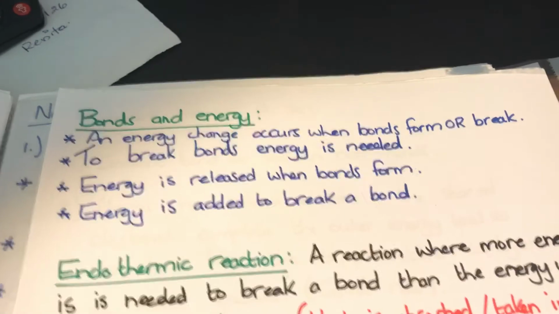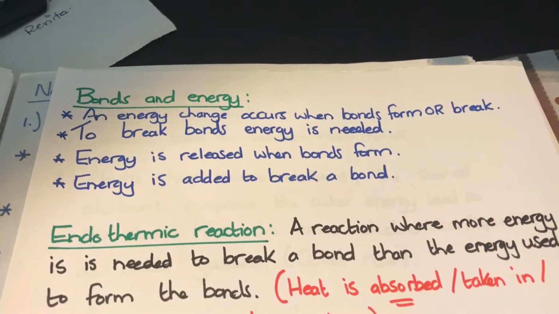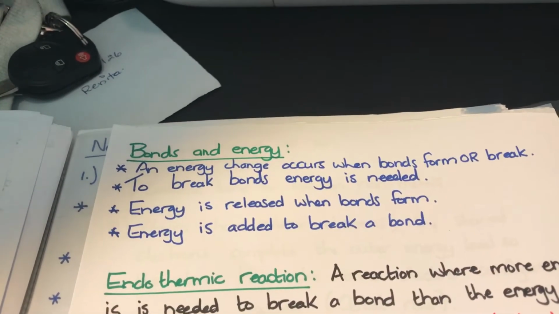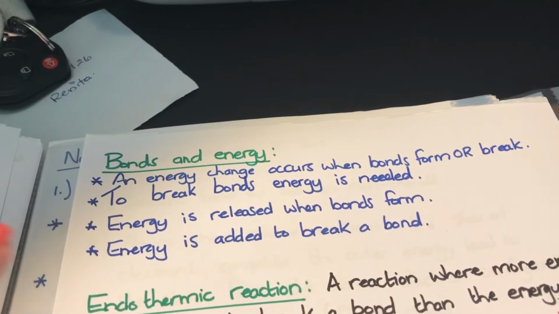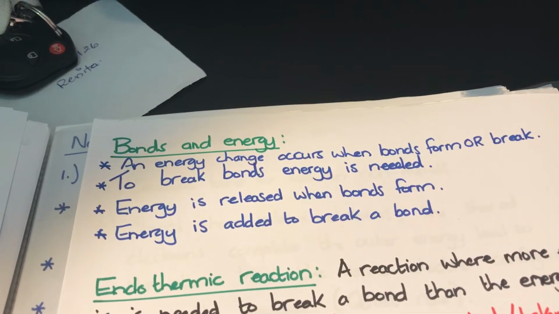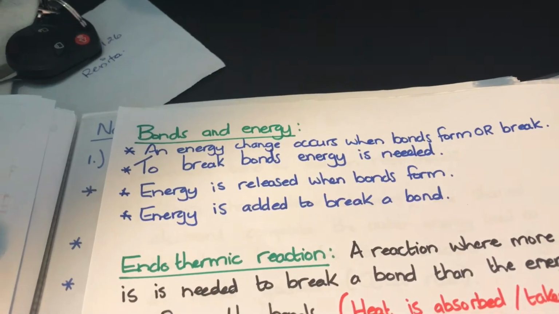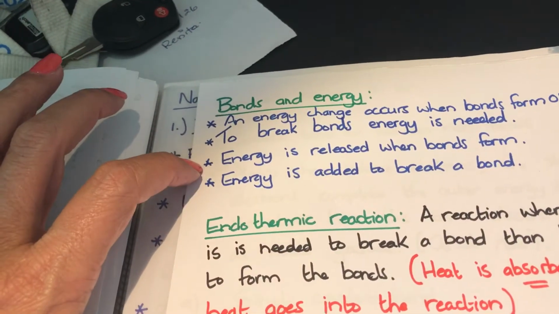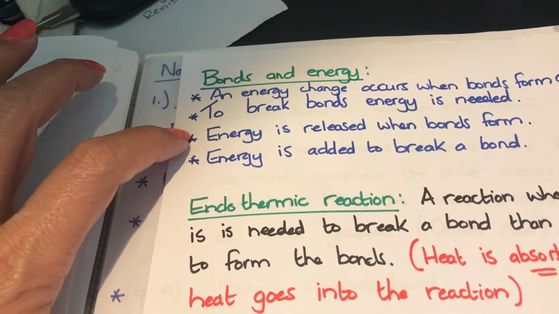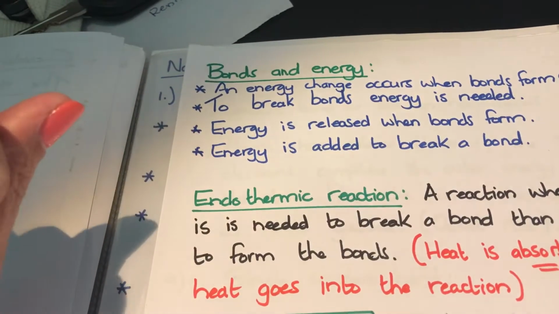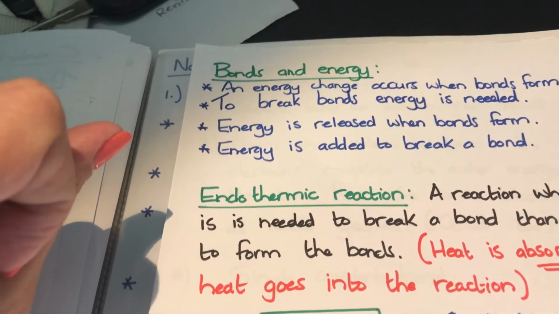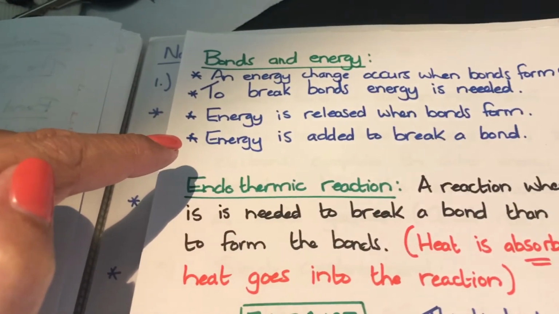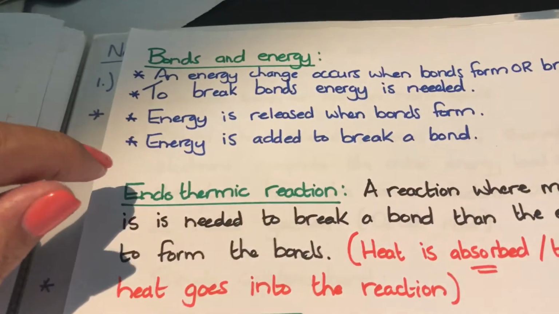So if we look at bond energy, then we see that the energy change that occurs when bonds form or break is called bond energy. So you need energy to break the bonds, but in this process, energy is released when bonds are formed. So when you take two elements and you combine them, there's energy that is released when they form this bond. If you want to break the bonds between two elements in a substance, then you need to add energy to break the bonds.